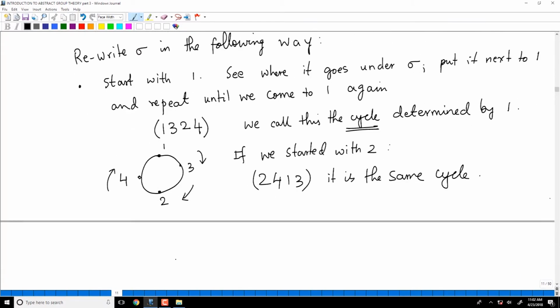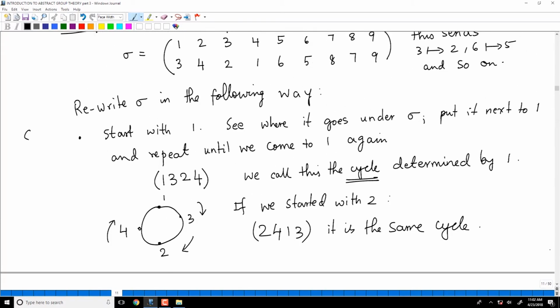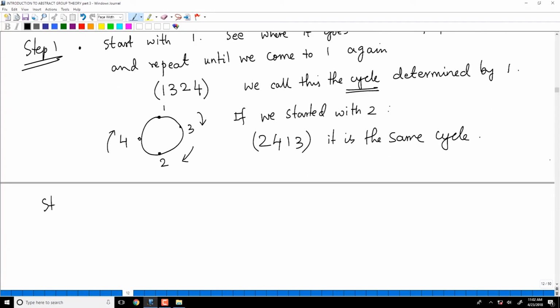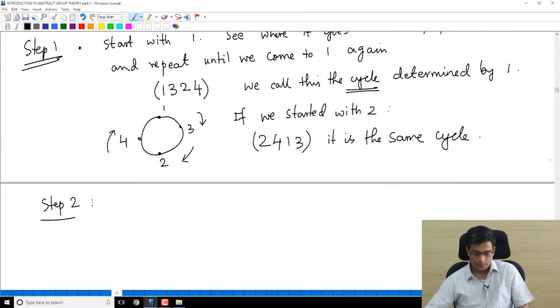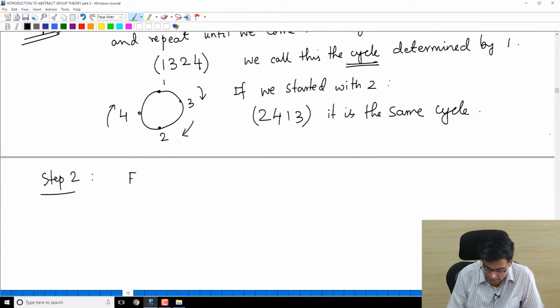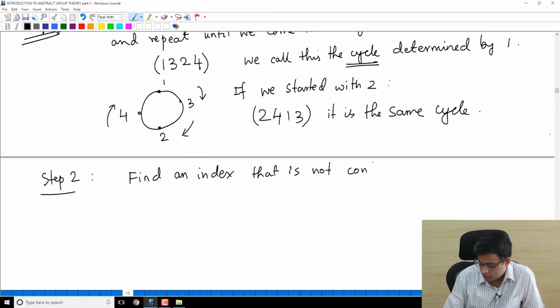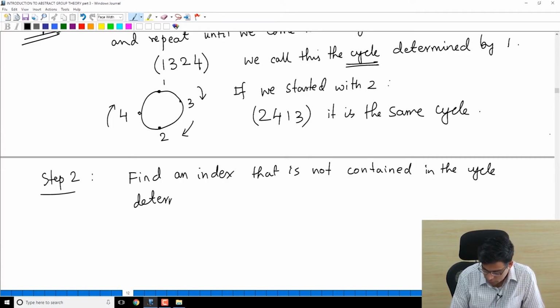So now in the next step, this is step 1. Step 2: find an index that is not contained in the cycle determined by 1.